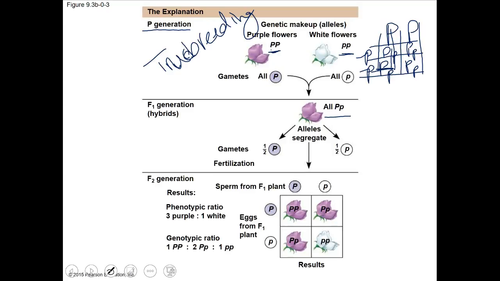Okay, so what we see with big P, little p is that when they actually go through the Punnett square, we separate big P and little p for each of them. And this is essentially segregation at this point. It's the law of segregation.